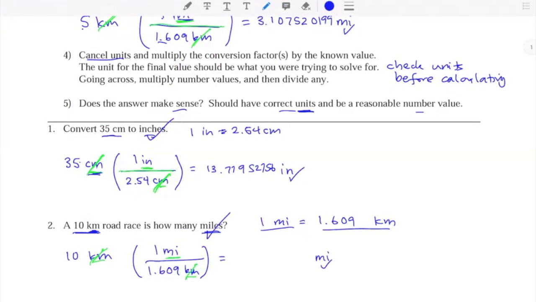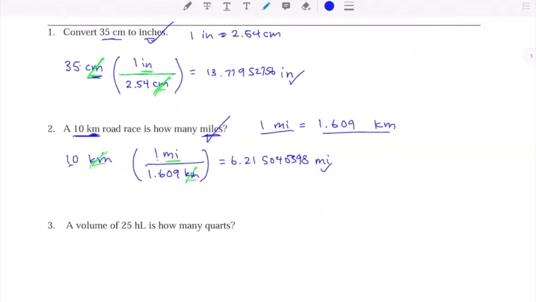What you're going to put into the calculator is 10 times 1 divided by 1.609, or just 10 divided by 1.609. So that number from the calculator is 6.2150403.9. Okay, let's look at number 3.